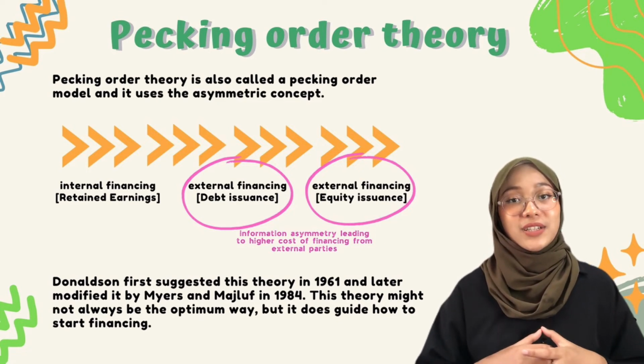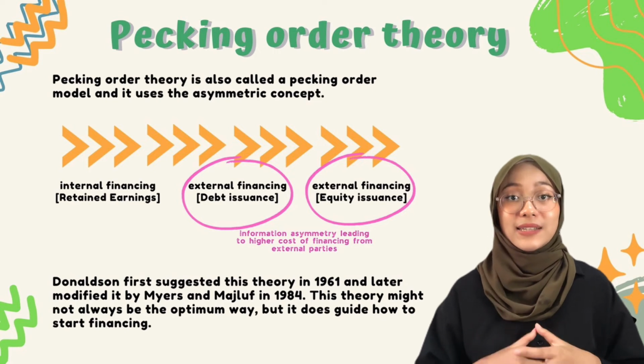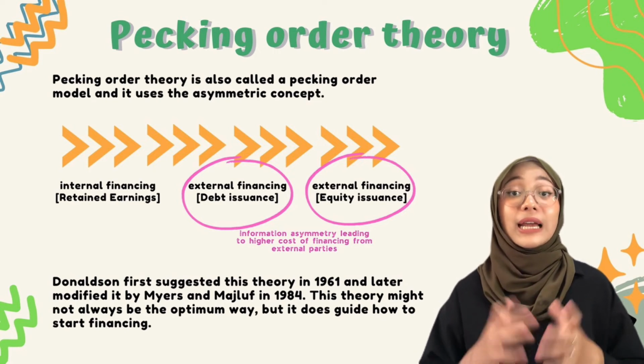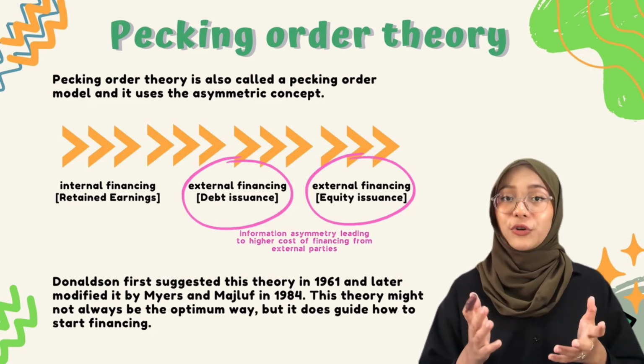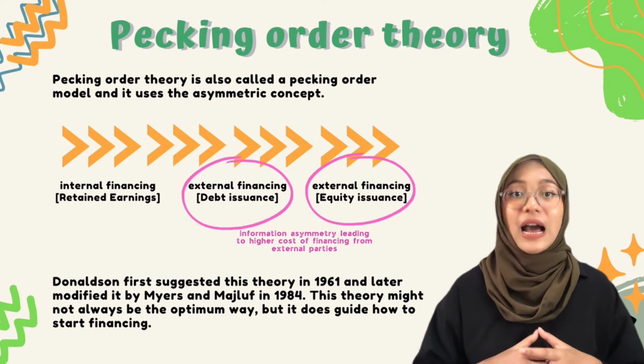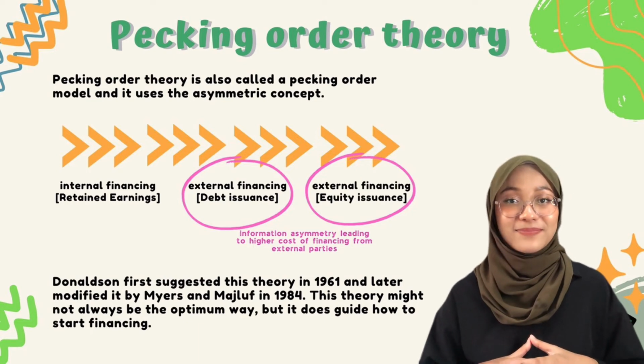Donaldson first suggested this theory in 1961 and it was later modified by Myers and Majluf in 1984. This theory might not always be the optimum way, but it does guide how to start financing.